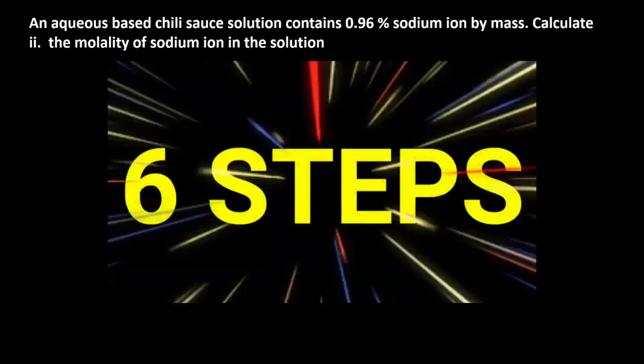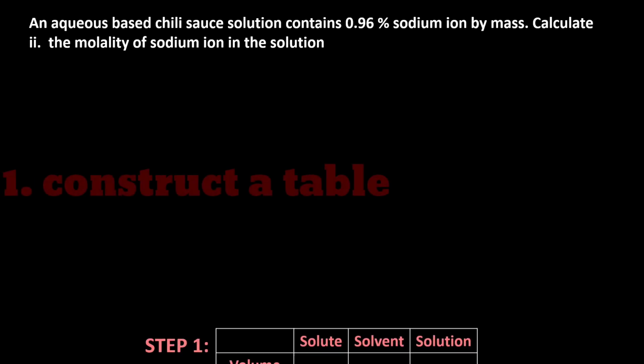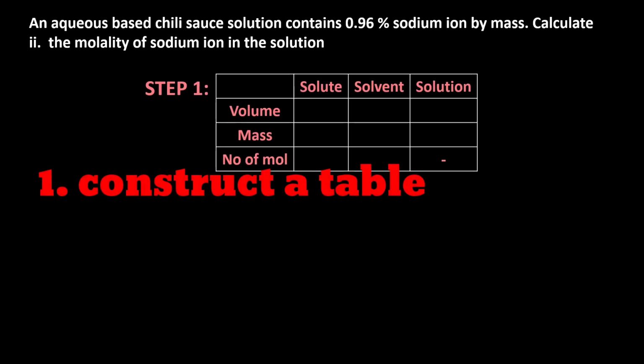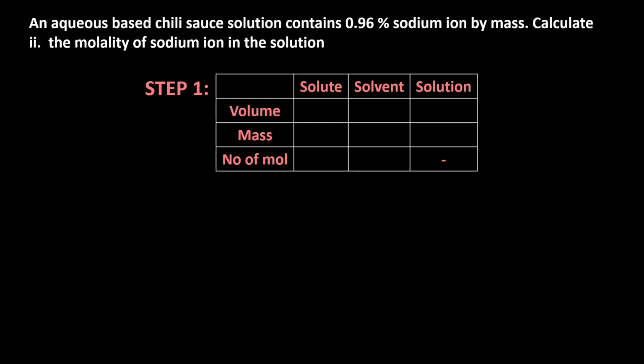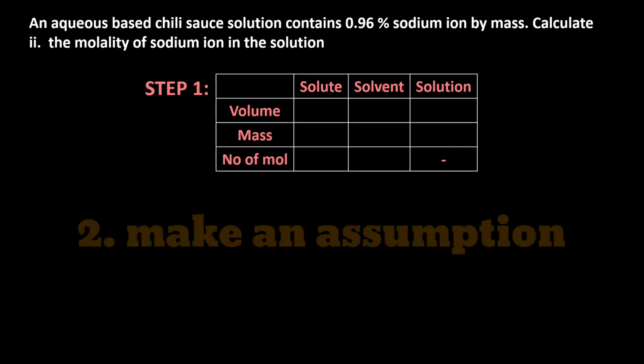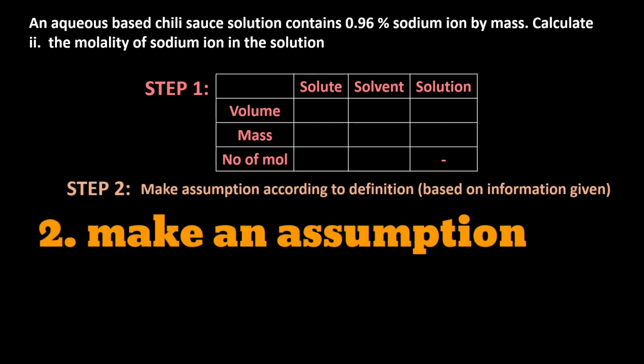Again, to do this, there are 6 steps to follow. Step number 1, construct a table with solute, solvent and solution columns and volume, mass and number of moles rows, and put a dash on the number of moles of solution. And in step number 2, we make an assumption according to the definition based on the information given.